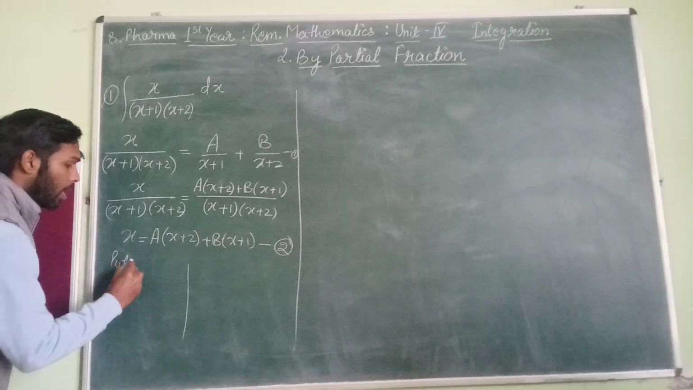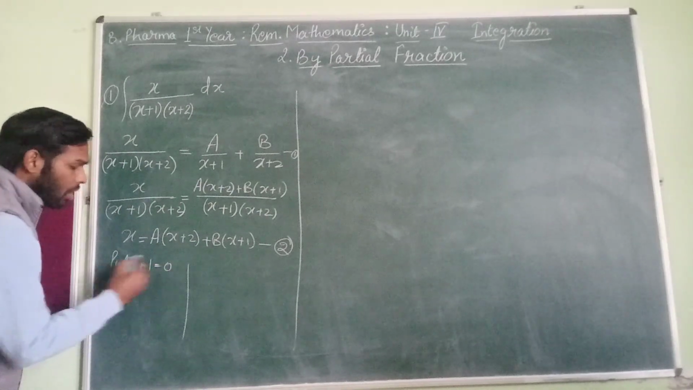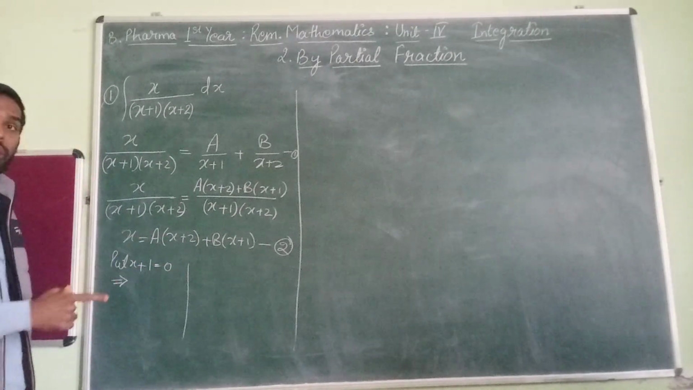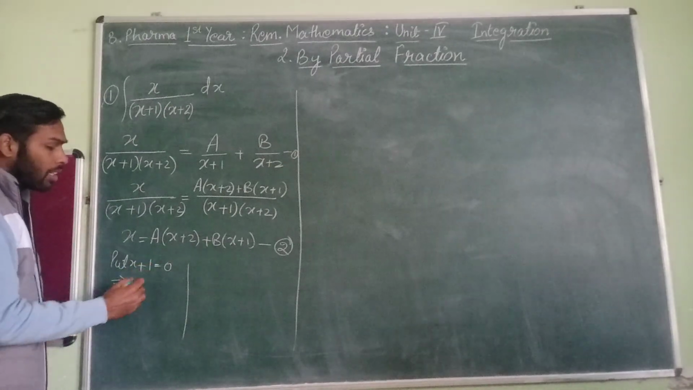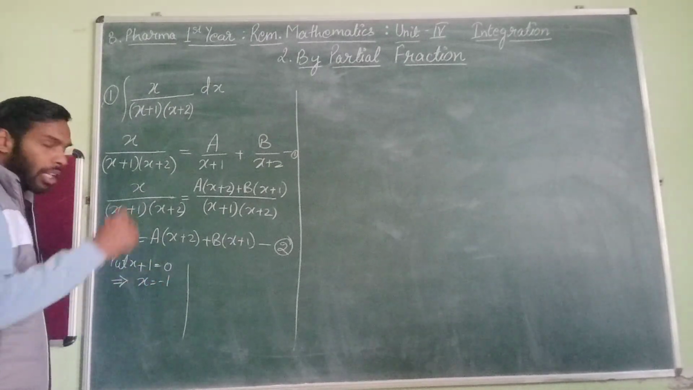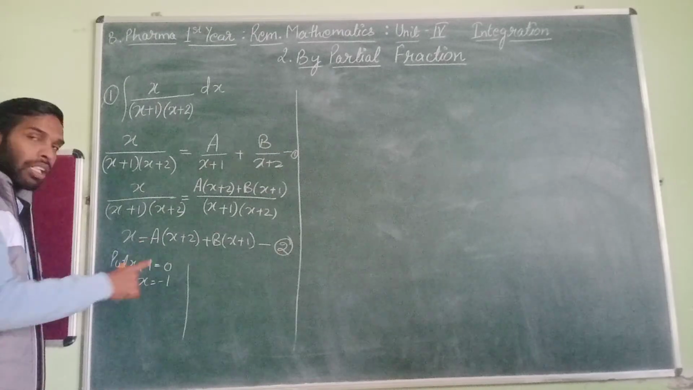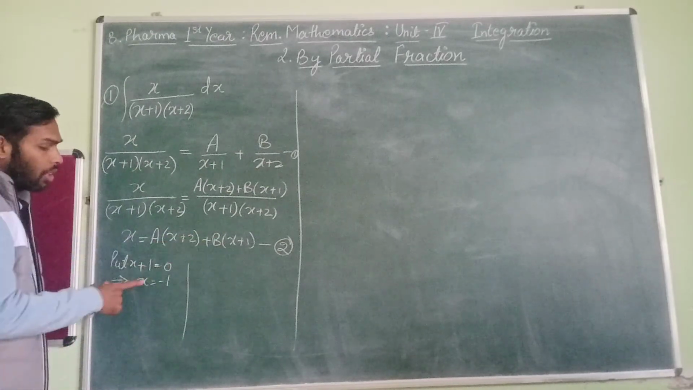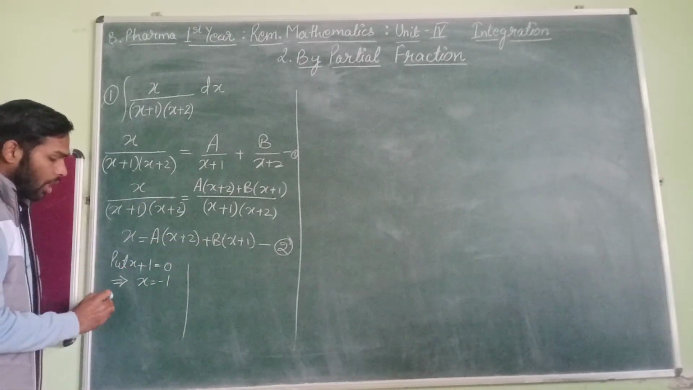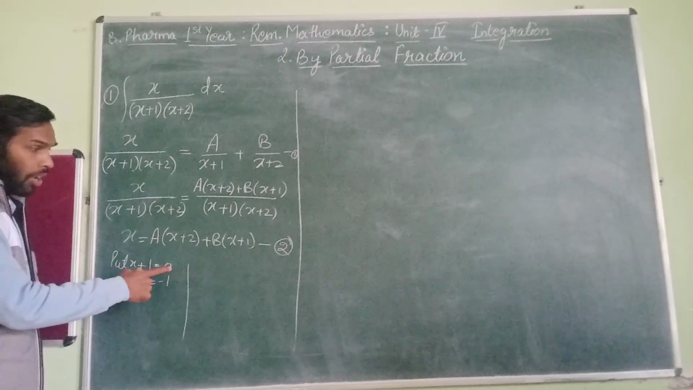First of all, let us put x plus 1 equal to 0. What is the meaning of putting x plus 1 equal to 0? If you solve it a little, the 1 goes to the right hand side as minus 1, so x equals minus 1. So put x equals minus 1. So minus 1 is equal to, you have to put this value in equation number 2.